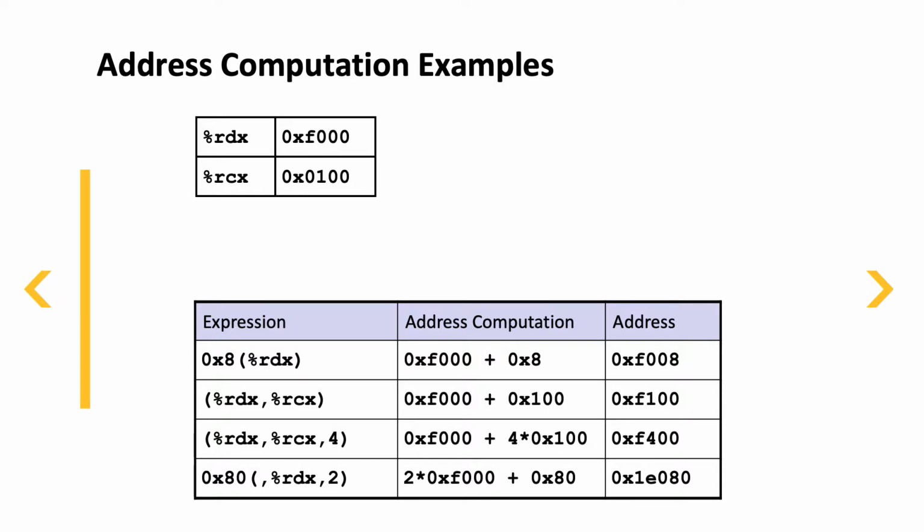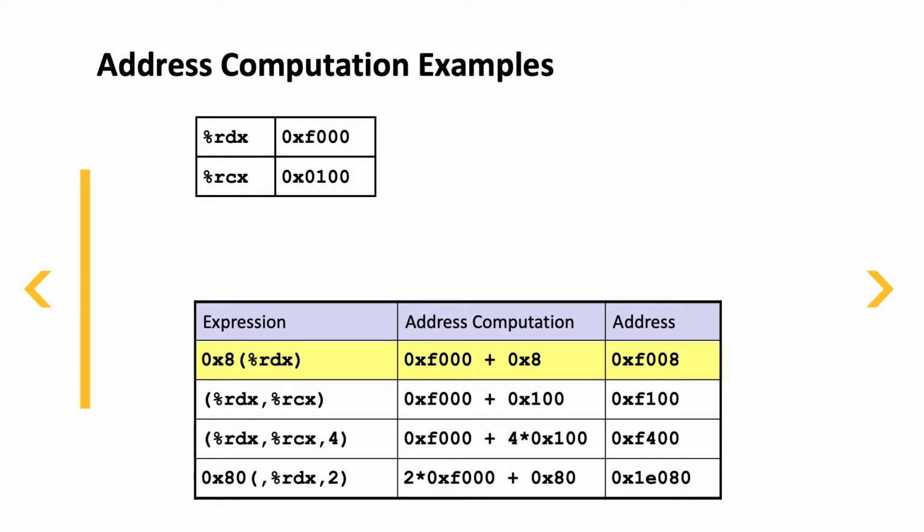So let's take a look at some examples of this stuff in action, right? Let's get some actual addresses here and figure out where we're going in memory. So let's say that we have hex F000 in RDX and 0100 in RCX. Okay, we just have a couple registers floating around out there. These are the values that are in them. So let's take a look at some expressions that use these memory addressing cases and just work out exactly how those go.